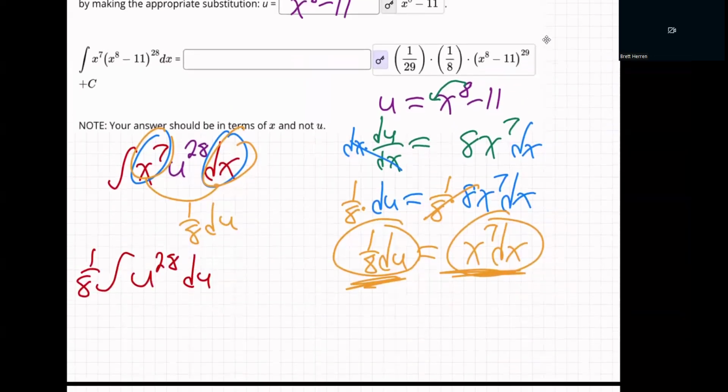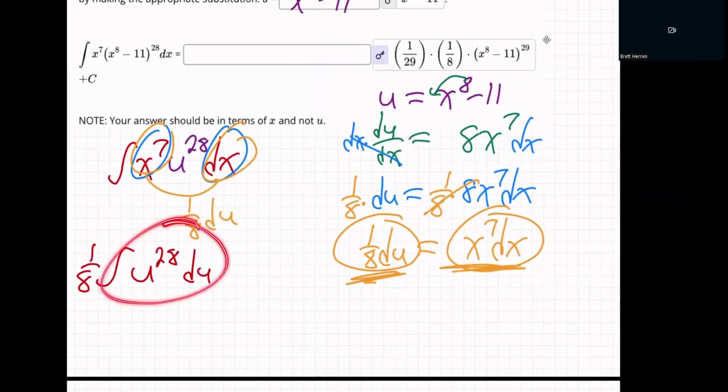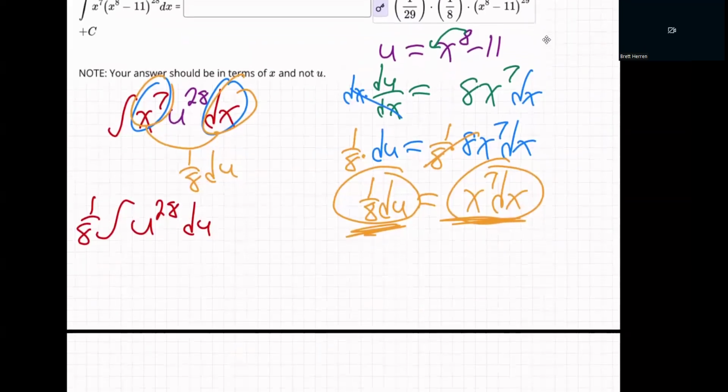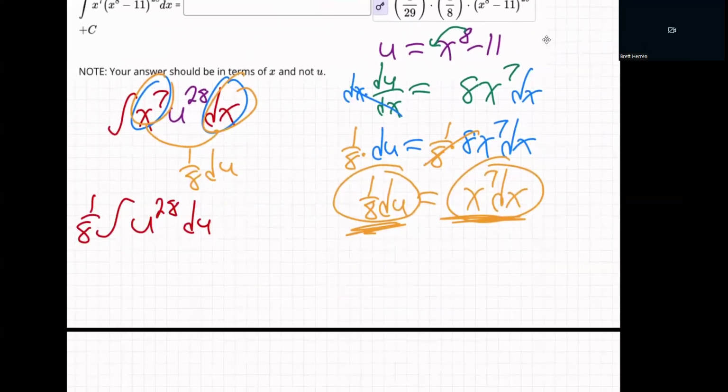We still haven't done the answer. Now we'll do it, because this is so much easier, simpler than this big mess we started with. By changing to u, we made it so much easier. Now we can do the antiderivative. So let's do it. How do you do the antiderivative?